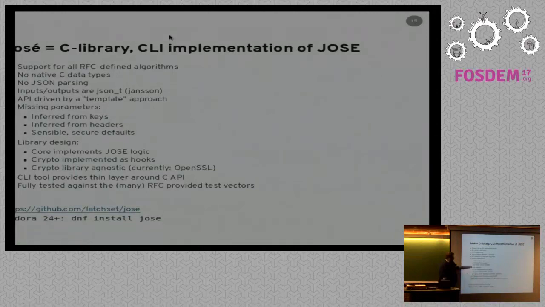Library design, we have a core which implements the José logic itself, or the JOSE logic, I should say. And then we have hooks for the actual crypto algorithms themselves. So for instance, we currently have an OpenSSL implementation. We would welcome other implementations as well. You just basically need to plug into this spot and handle the algorithm properly. So we also provide a CLI tool which provides a thin layer around the C API.